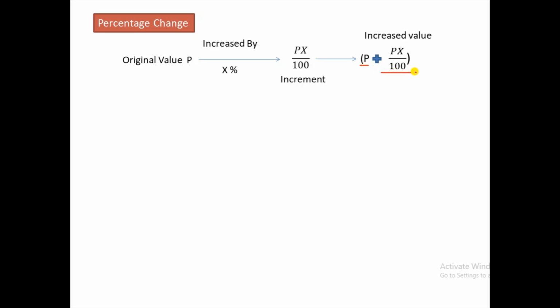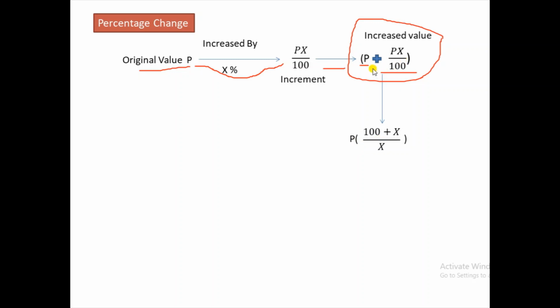Okay, so increment is going to be X% of P, so Px by 100. The total increased value is going to be original plus increment. The original value is P and the increment is Px by 100. So this P is the original value, this Px by 100 is the increment, and this is the total increased value. So when P is increased by X%, with this increment we are going to get this value.